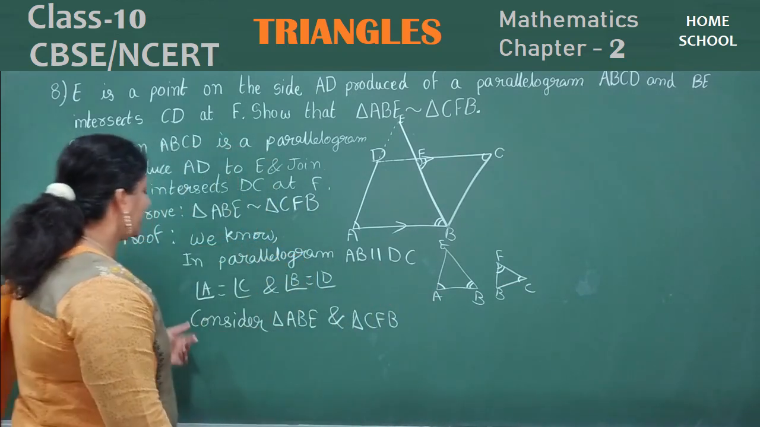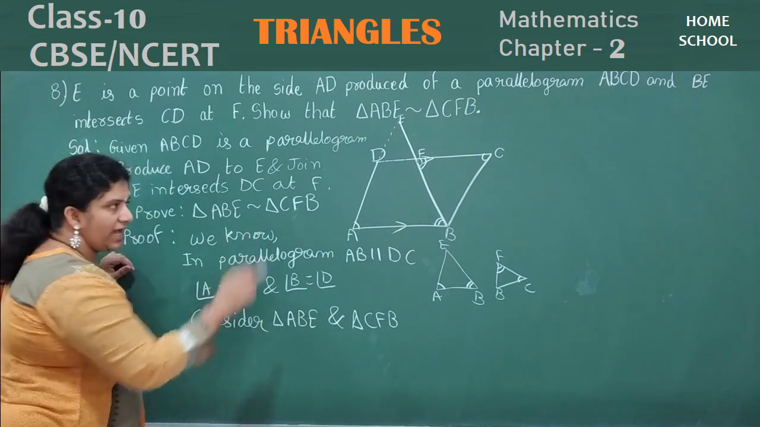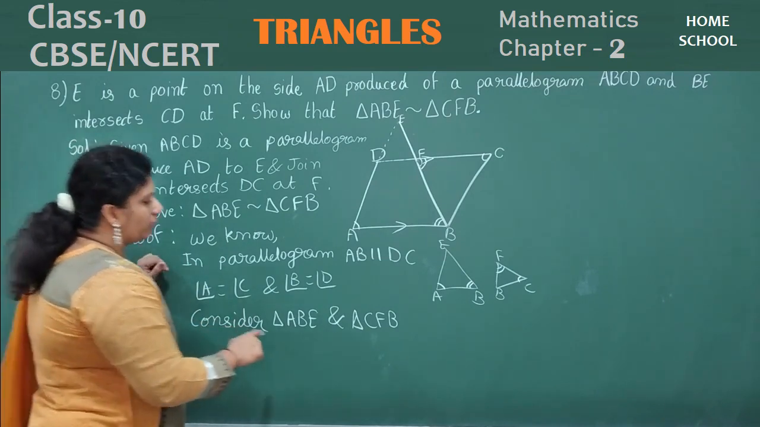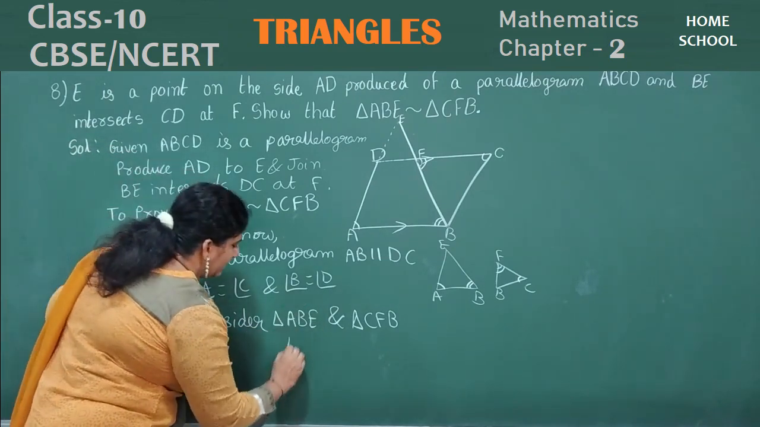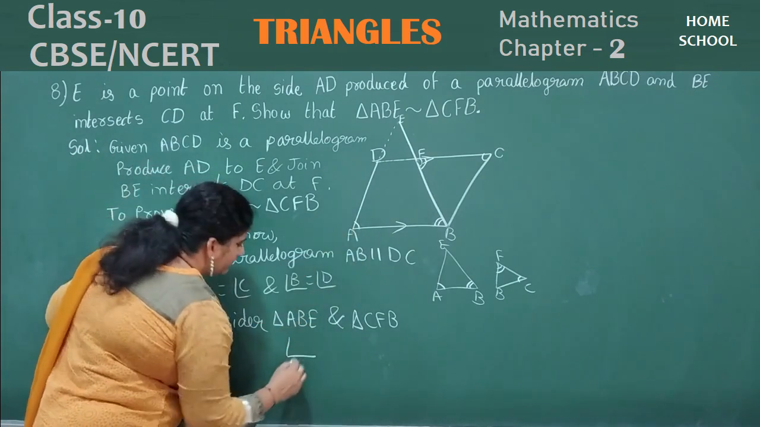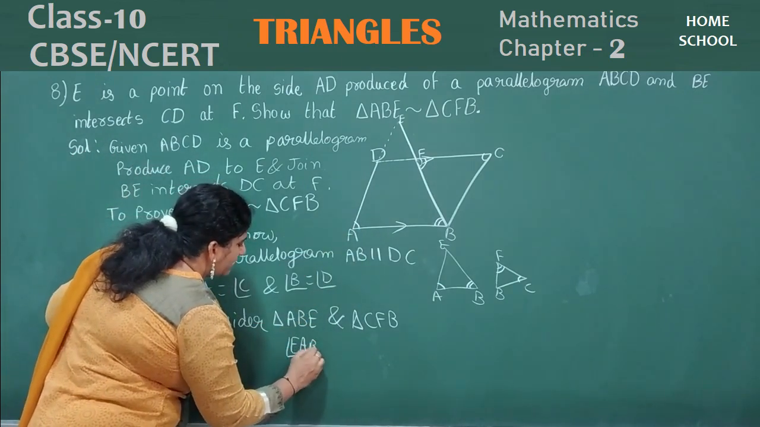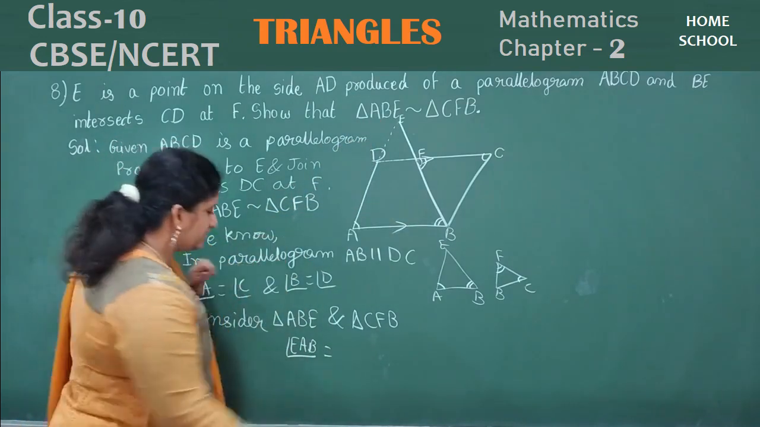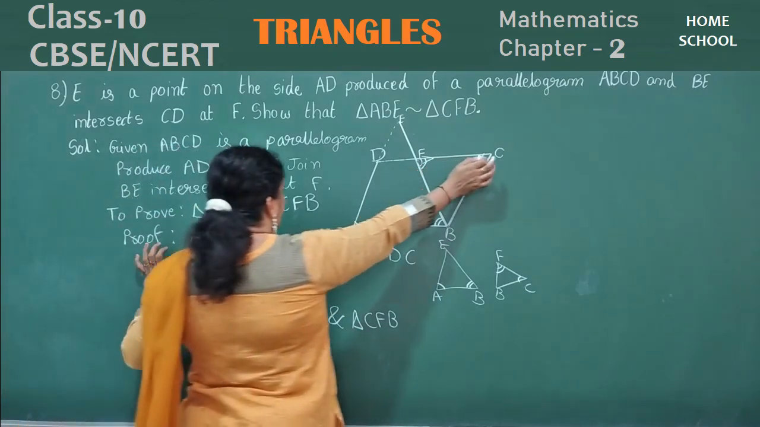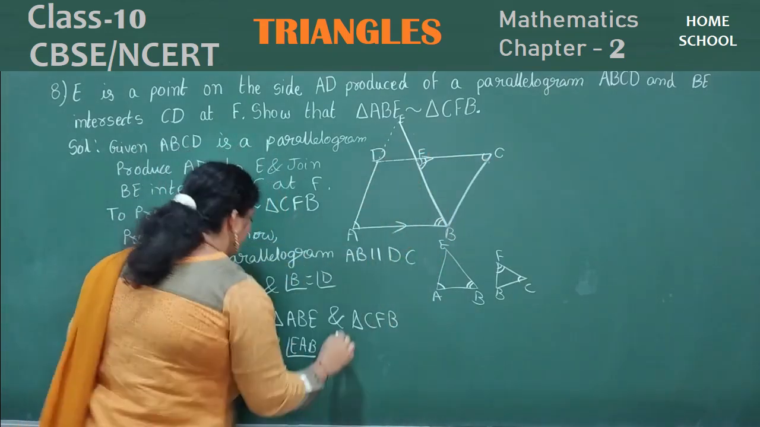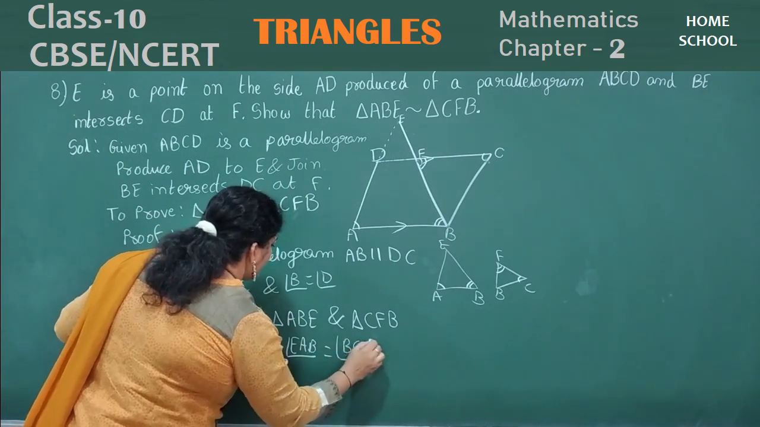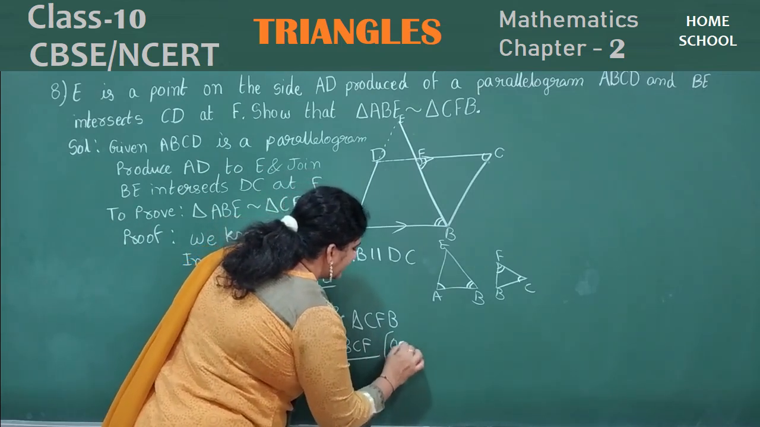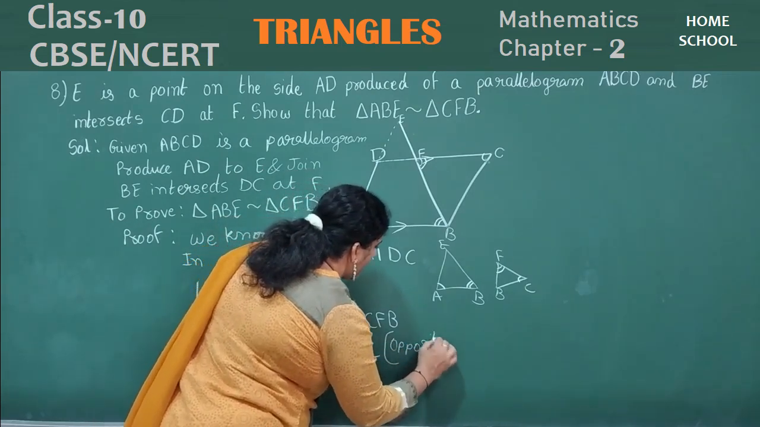So once again, how have we started here, children? We know that they are parallel, and we have said angle A is equal to angle C. So that we are going to compare here in triangle ABE. Angle A, which angle? EAB. Observe here carefully. EAB is equal to, what is this angle here, children? BCF. Angle BCF. Reason you write: opposite angles in a parallelogram are equal.